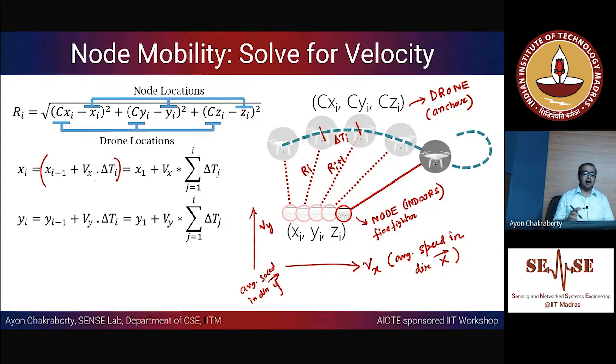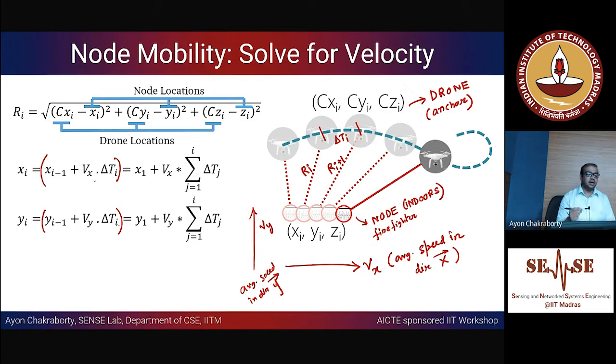Okay, and let us assume that that guy had a velocity of vx in the x direction and a velocity of vy in the y direction. So I can write this equation: xi equals xi minus 1 plus vx into delta ti, yi equals yi minus 1 plus vy into delta ti. There is no harm in that, given the assumptions we have made.